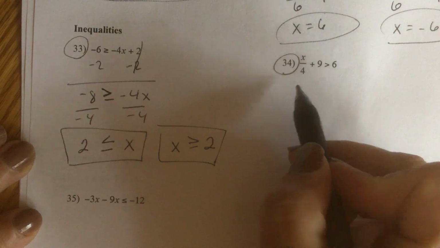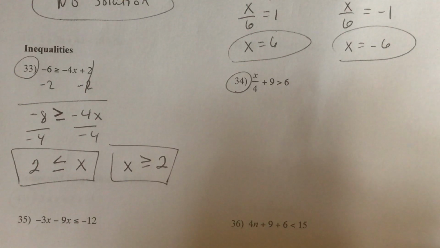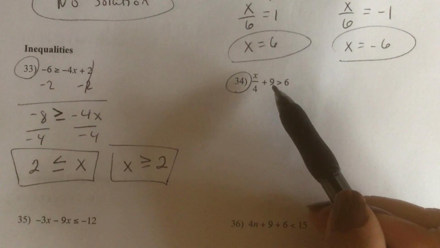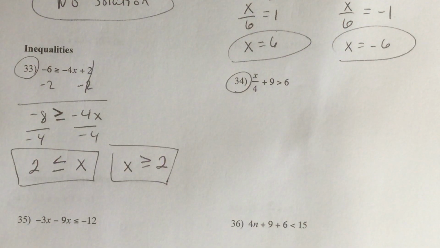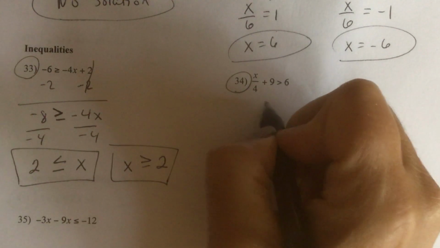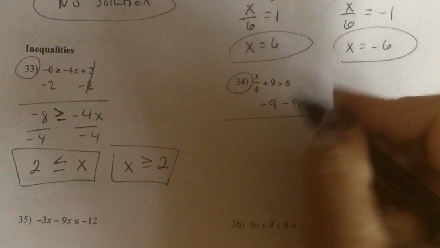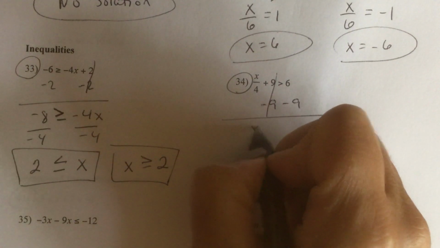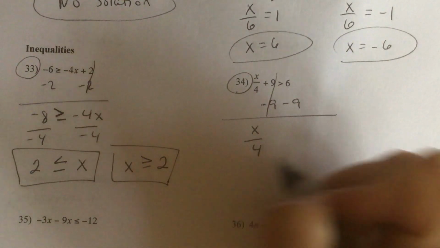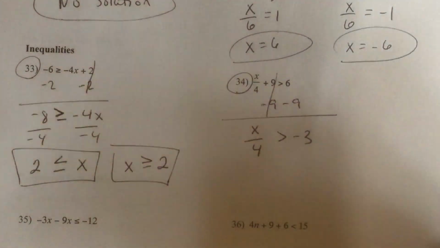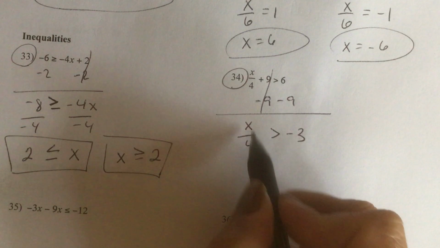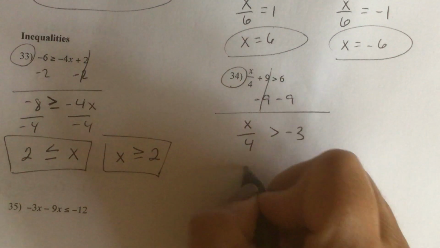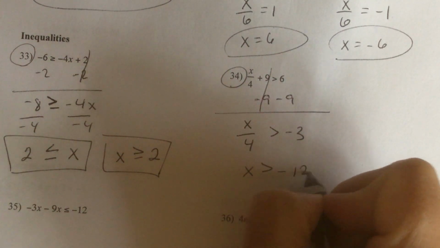On this one, you could start by multiplying everything by 4. And if you do that, just make sure that you multiply the 9 by 4 also. If you did that, you'd get x plus 36 is greater than 24. I would probably start by subtracting 9 from both sides. That would get rid of that. You still would have your x over 4, which is x divided by 4, is greater than negative 3. And then to get rid of this 4, you need to multiply by it because you undo division with multiply. So x is greater than negative 12.